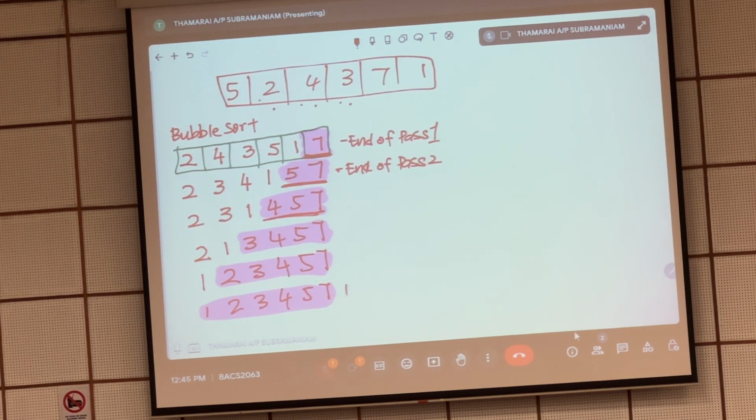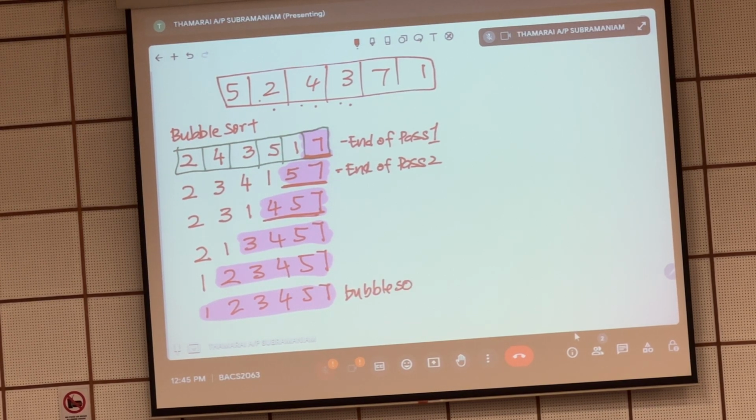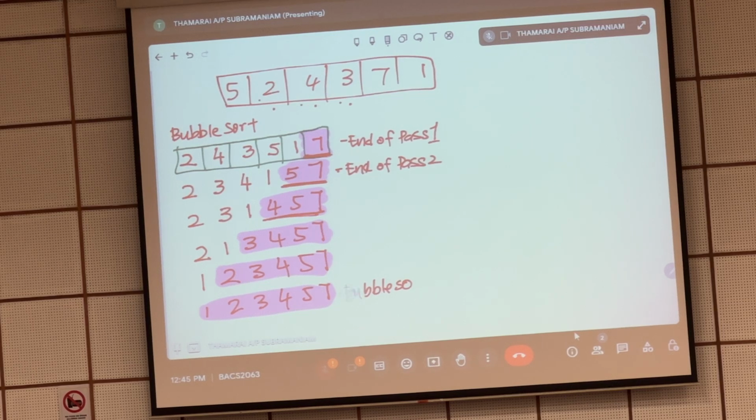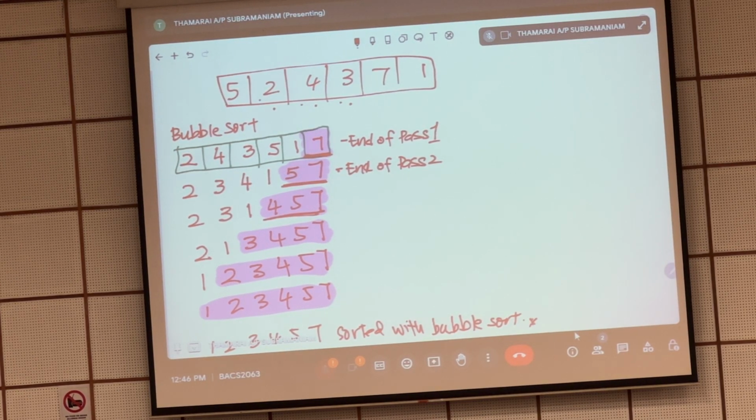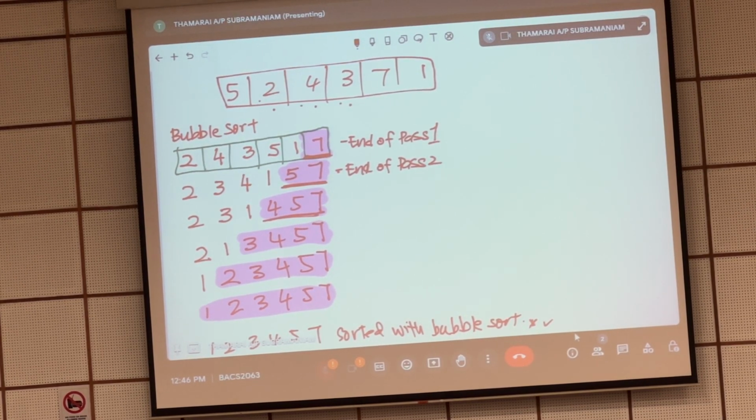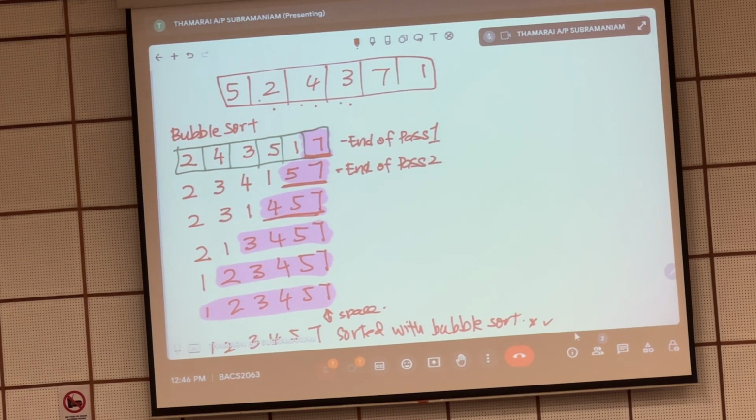And here you must say bubble. Last one, bubble. Okay, last one you can write, not necessary, but you can write sorted with bubble. Okay, but this is not necessary, but make it neater. You can write the last line. Okay, so last line, you give a space. Okay, so this is like how you do it in exam.